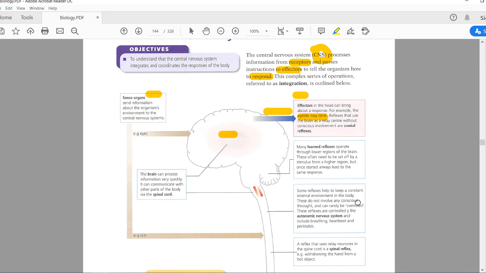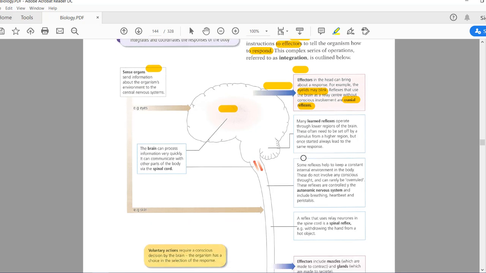Now, here we will have some examples of reflexes. We should know the definition of each one. For example, we have cranial reflexes. By the way, cranial means like a skull, so it refers to the brain. So a reflex that uses the brain as a relay center without conscious involvement is called a cranial reflex. So cranial reflexes use the brain as a relay center, and they are without conscious involvement.